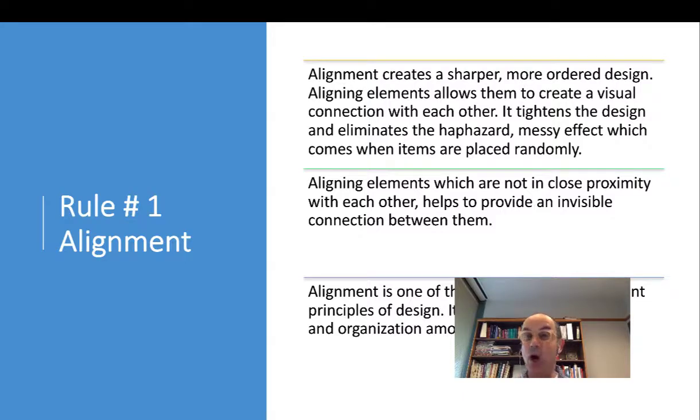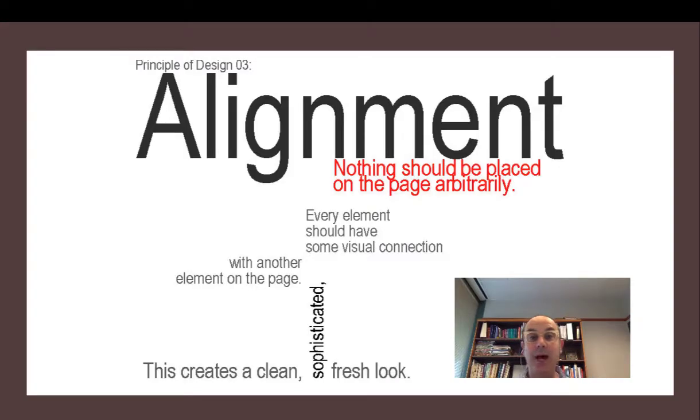It is the idea of creating a sharper, more ordered design, and aligning elements allows them to create a connection with each other. So the idea here is that they are not just close to each other, but provide some alignment to each other and give us some understanding of what it entails. Example, principle number 3, alignment. This is something that I took from a class that I attended in 2001. And so the idea was that nothing should be placed on the page without any idea of where it is.